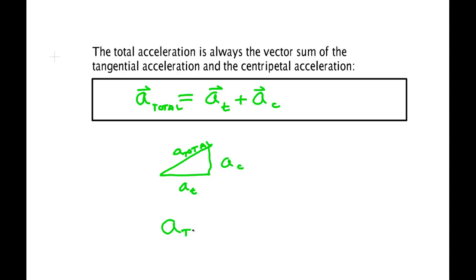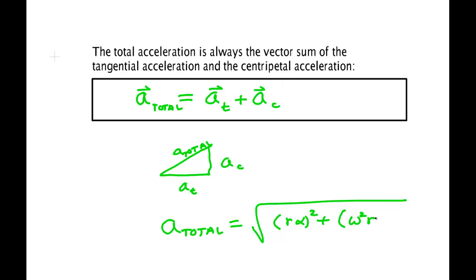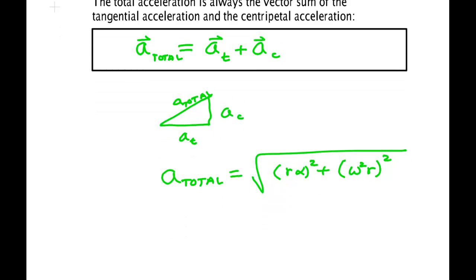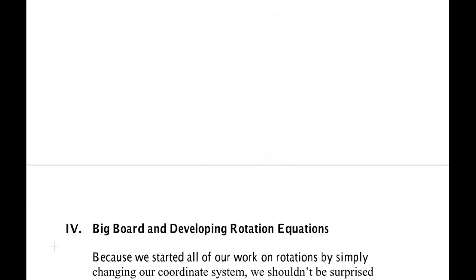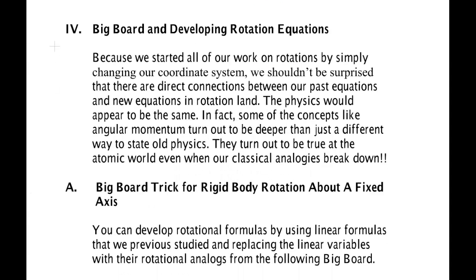So that means the magnitude of the total is going to be equal to the square root of this one, which is r alpha squared, and that one up here, which is omega squared r squared. Sometimes that turns out to be a useful formula to know, but it just comes from the definition and the fact that tangential and centripetal acceleration components are always perpendicular. If you forgot that, go back and look at our previous work in one of the earlier chapters and modules when we covered centripetal acceleration. Alright, that will finish angular acceleration for this video.